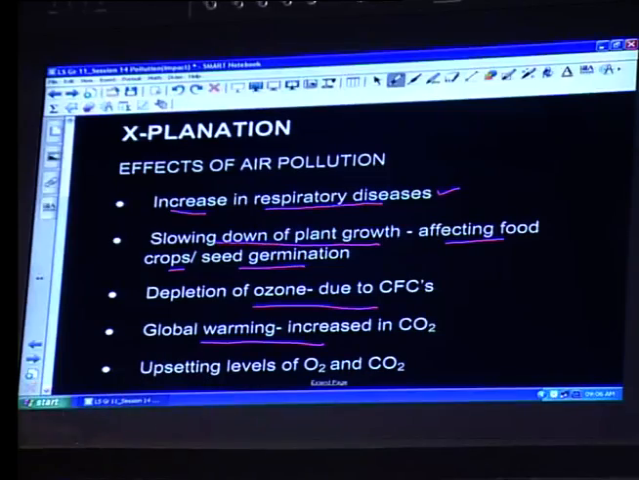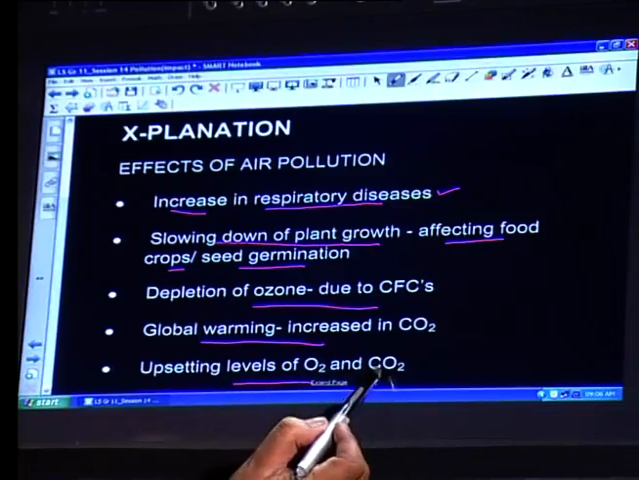Global warming. The increase in the amount of CO2 is going to obviously cause global warming, and we can see the effects on the climate change. We can see climate change is a direct result of global warming, and global warming is a direct result of the increase in the CO2 levels.